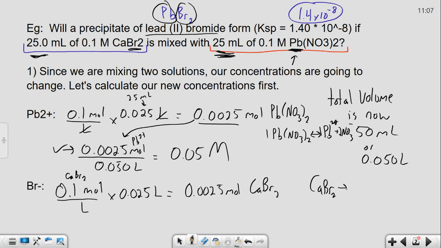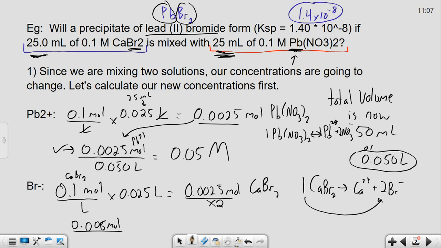Calcium bromide gives me 1 calcium, but it gives me 2 bromides. So how many moles of bromine ion, bromide, do I actually have in this solution? I don't have 0.025. I have 0.025 times 2 because of the mole ratio. I have twice as much bromine as I do calcium bromide. So I'm actually at 0.005 moles. And how many liters of solution? Well, it doesn't change. It's still 50 milliliters.